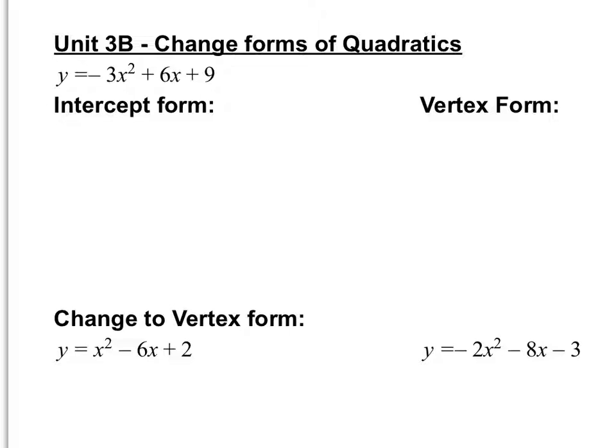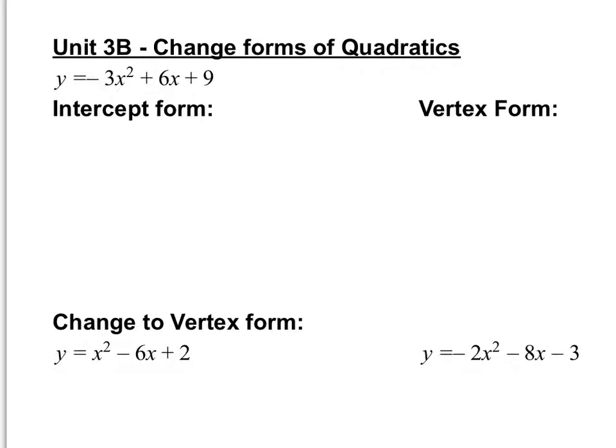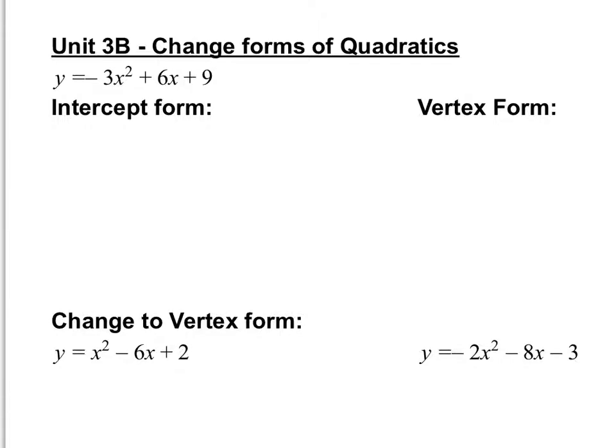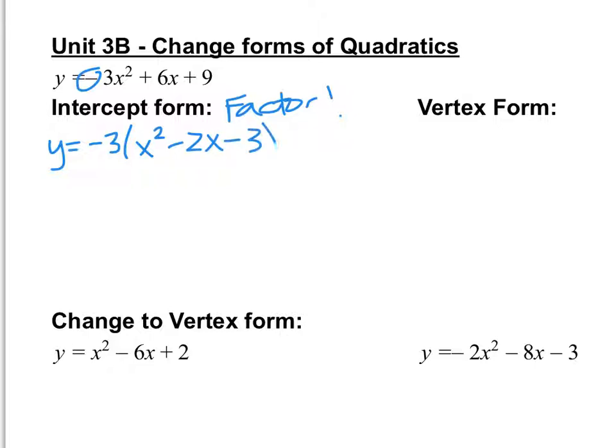For this first one, it's asking us to do two different things: go to intercept form and go to vertex form. So what I notice when I look at this equation, if I'm trying to go to intercept form, which means factored form, is that these have a GCF. So I need to take out a 3 to start off with. But since I have a negative, when I want to factor, I also need to take out that negative 3, which leaves me with x squared minus 2x minus 3.